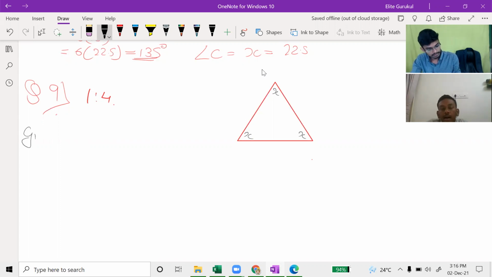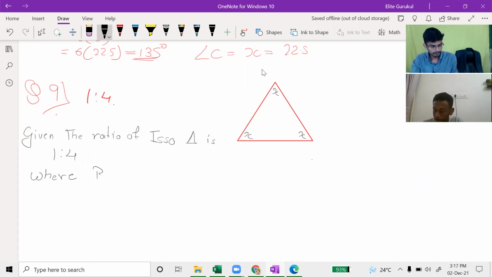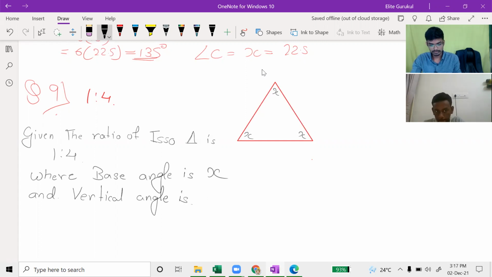Now, given the ratio of the isosceles triangle is 1:4, where base angle is x and vertical angle is, okay, this is the filling of the blanks for you.